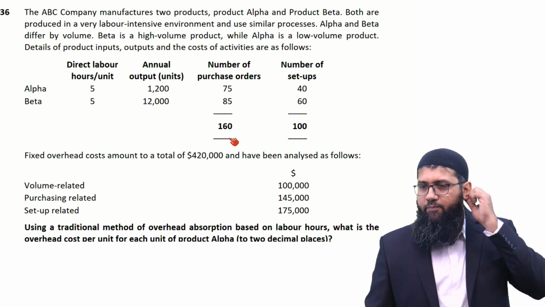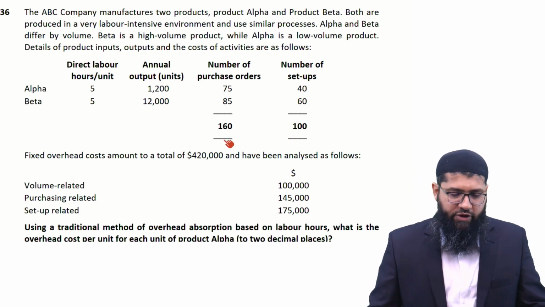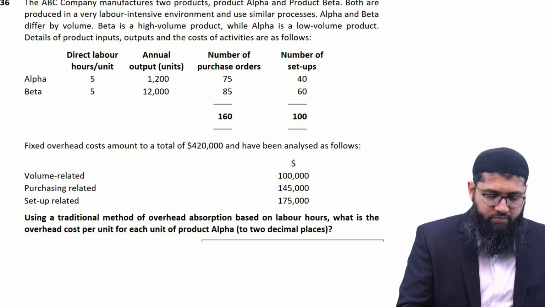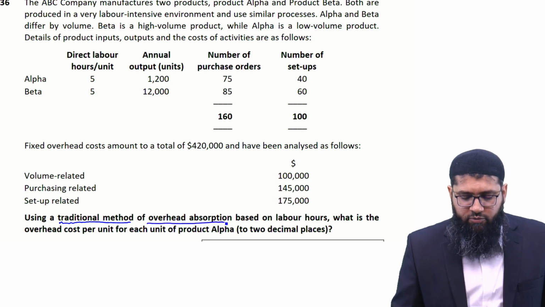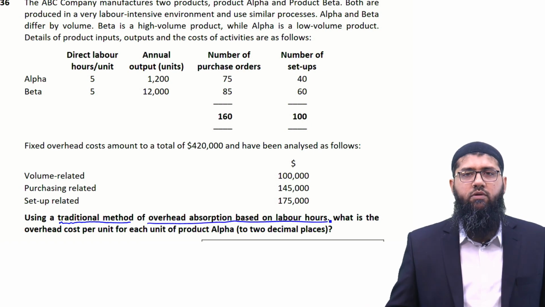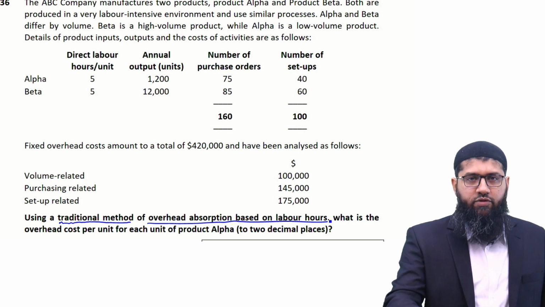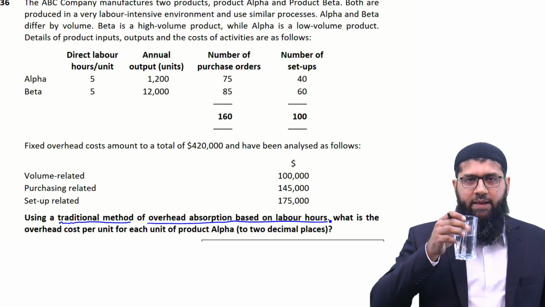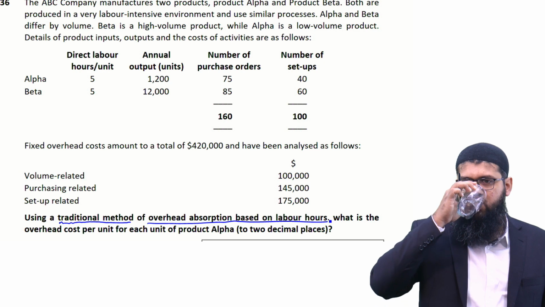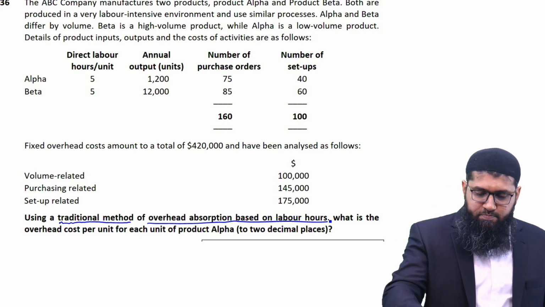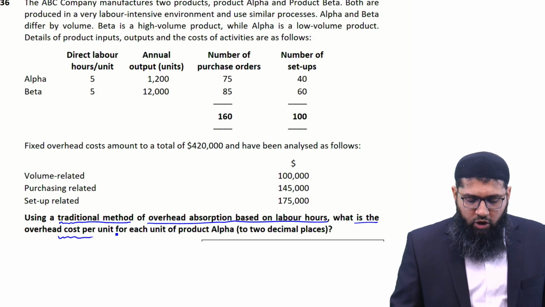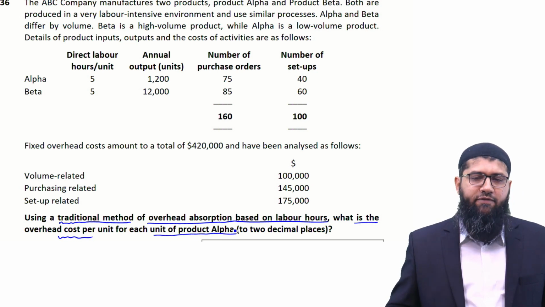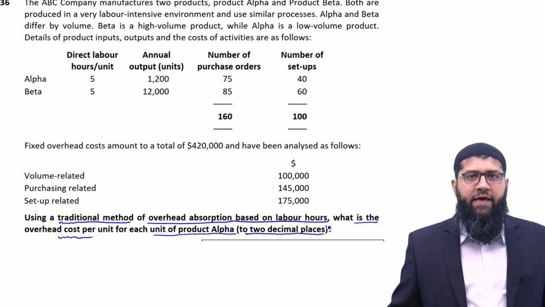I'll do this question. Before I do, let me read the requirement. It says using a traditional method of overhead absorption based on labor hours, what is the overhead cost per unit for each unit of product alpha? The answer should be to the nearest 2 decimal places.